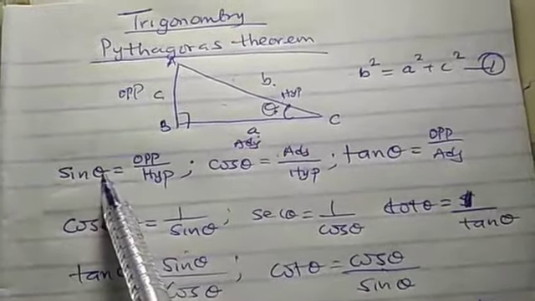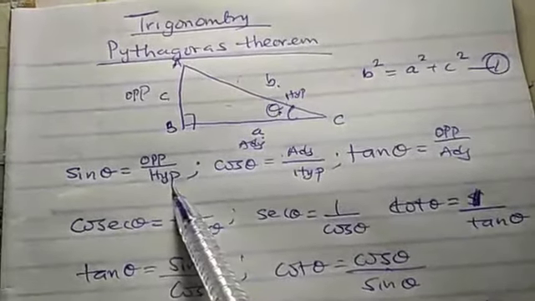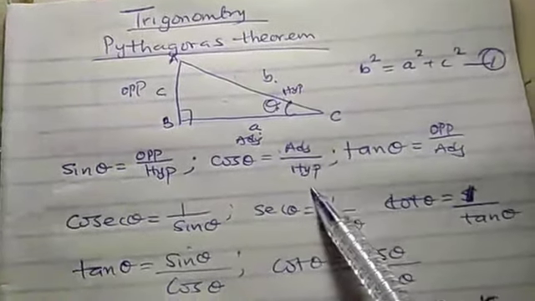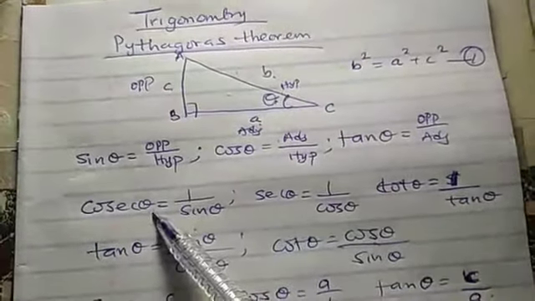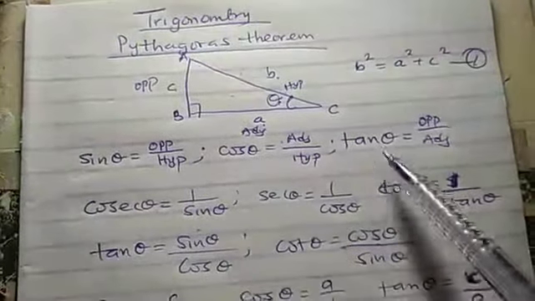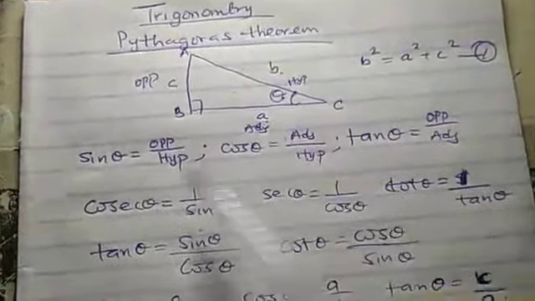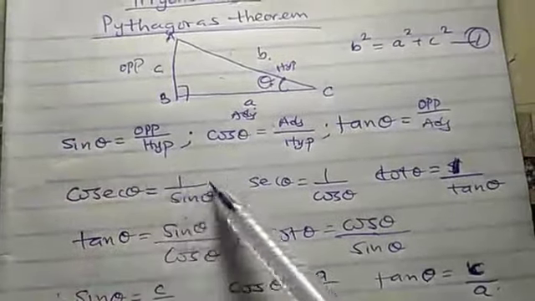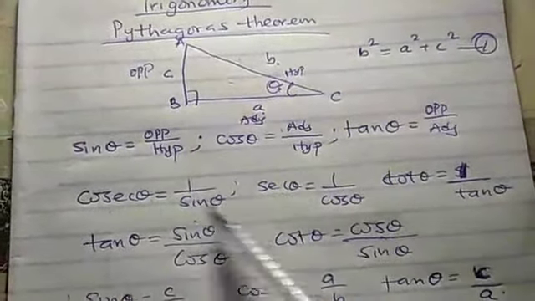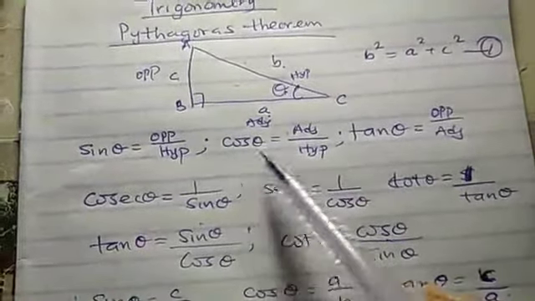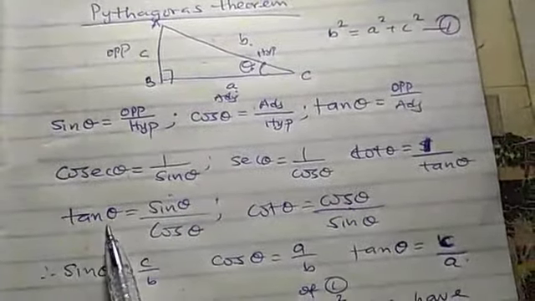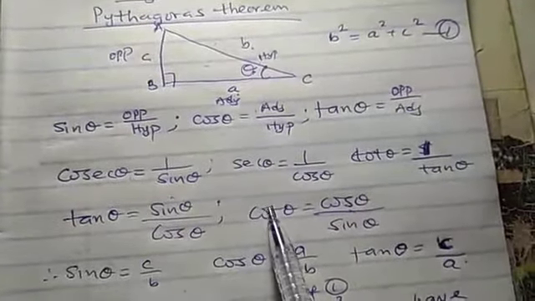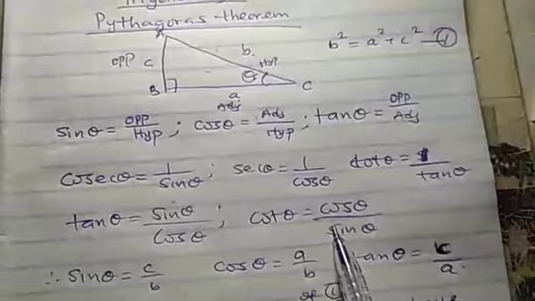Also we know that sin theta is opposite over hypotenuse, cos theta is adjacent over hypotenuse, while tan theta is opposite over adjacent. We define the reciprocals of these trigonometry functions, sine, cos, and tan. For sine, the reciprocal is cosec, that is 1 over sine. For cos, the reciprocal of cos is sec, while cot theta is 1 over tan theta. Also, we should know that tan theta is sine over cos, therefore cot theta will be cos over sine.